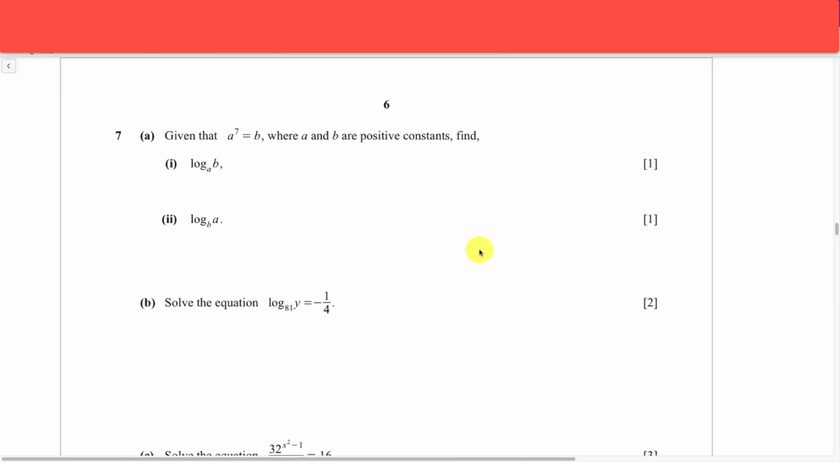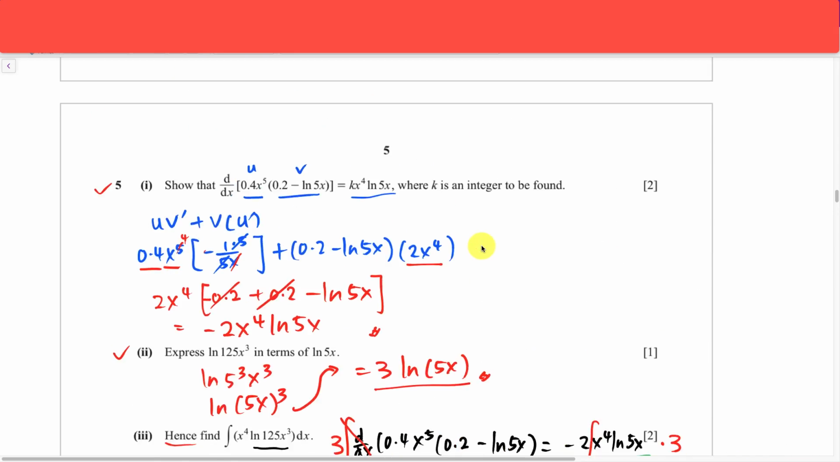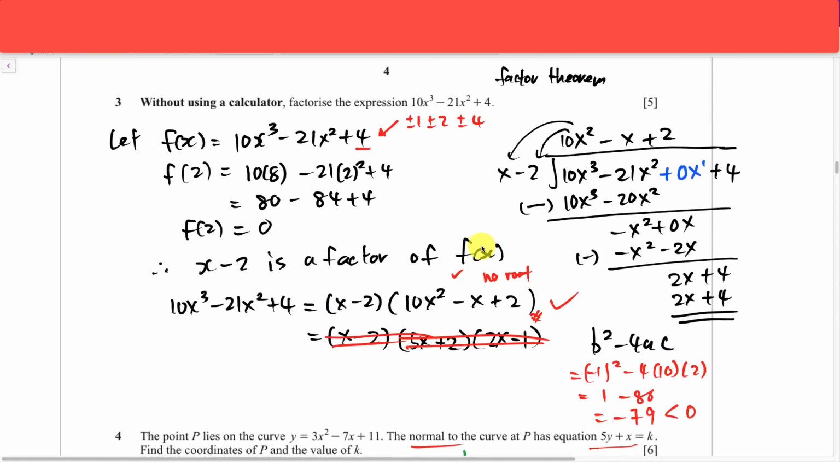First I want to apologize for delaying part two for a few days because I've been very busy. But anyway, before I start part two, which is question 7, I just want to clarify something, because I think I made a careless mistake in the previous question.